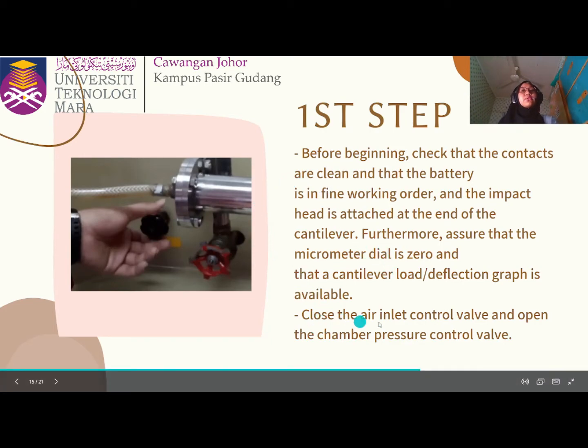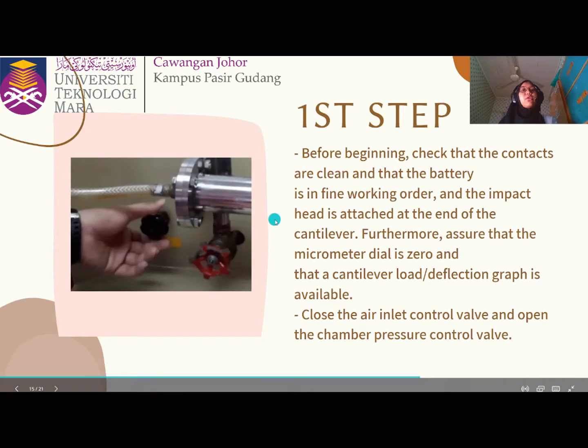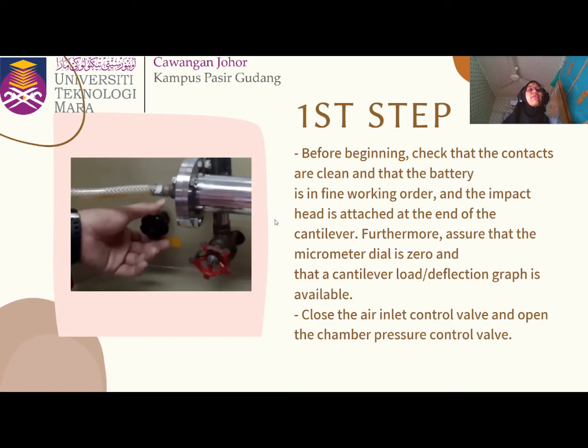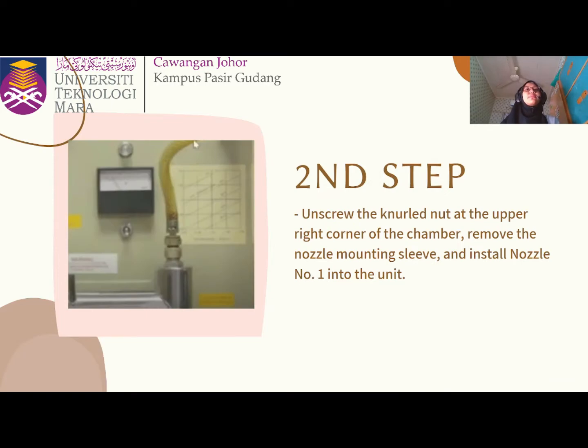First, you need to close the air inlet control valve and open the chamber pressure control valve. The second step, unscrew the knurled nut at the upper right corner of the chamber, remove the nozzle mounting sleeve and install the nozzle number 1 into the unit, which is here.